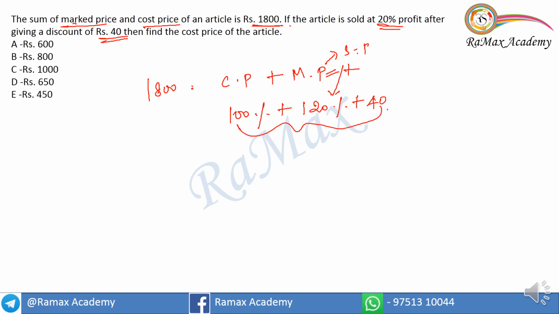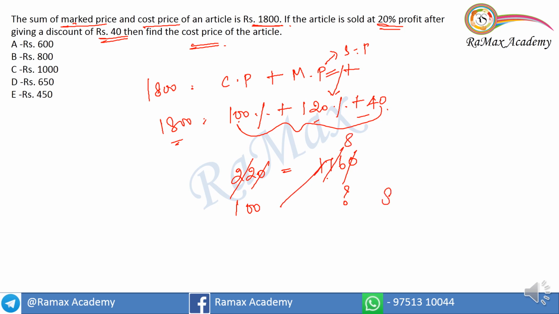Everything includes in this 1800. So 220% will be equal to 1760. You got it right? 100% plus 120 plus 40 means 1800. So only 100 plus 120 is equal to 1760. We need to calculate the 100%, which means we need to calculate the cost price. Just simplify this. That's it, 800. So the cost price here is rupees 800.